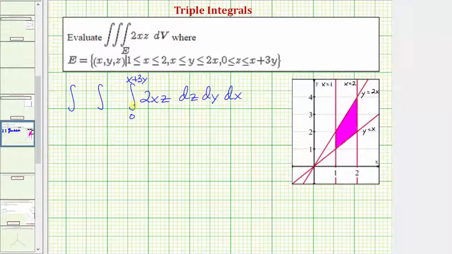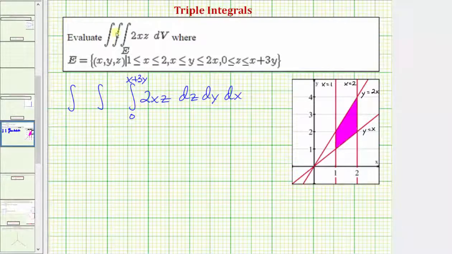So 0 is the lower limit of integration, and x plus 3y is the upper limit of integration for z. Now typically we would want the xy trace to help us determine the limits of integration for y and x. But in this case, because we already have y defined in terms of x and x defined in terms of constants, we really don't need the xy trace, though I did include it here on the right, where here's x equals 1, here's x equals 2, here's y equals x, and here's y equals 2x.